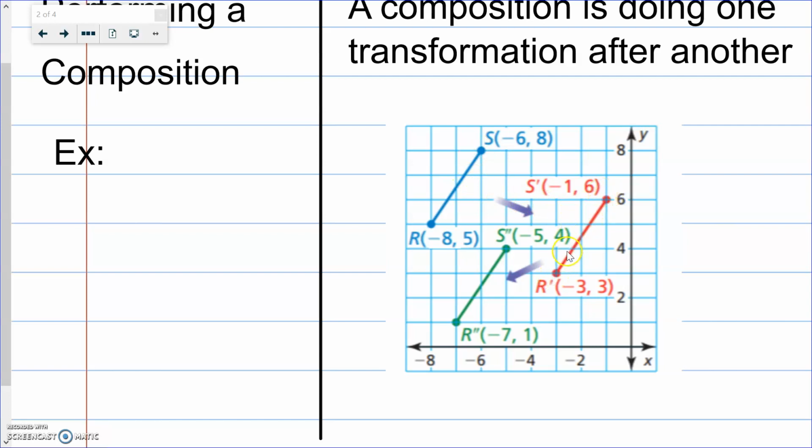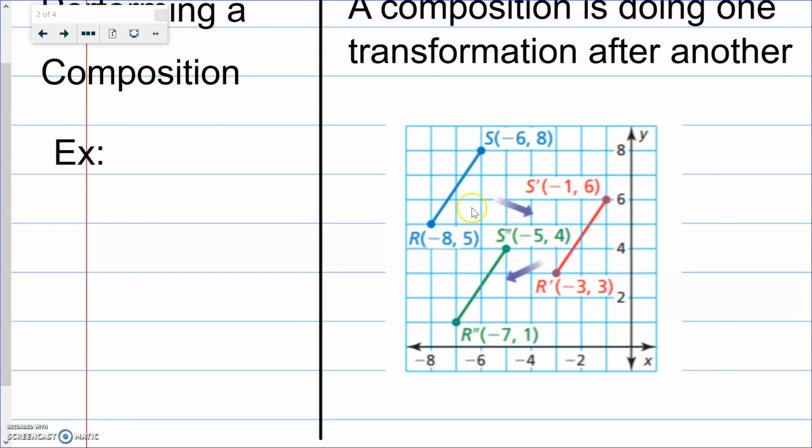That's our first translation, which is also a transformation. It slides over 1, 2, 3, 4, 5, down 2. Over 1, 2, 3, 4, 5, down 2. And then we do a second translation in which we move to the left 1, 2, 3, 4, down 2. To the left 1, 2, 3, 4, down 2.